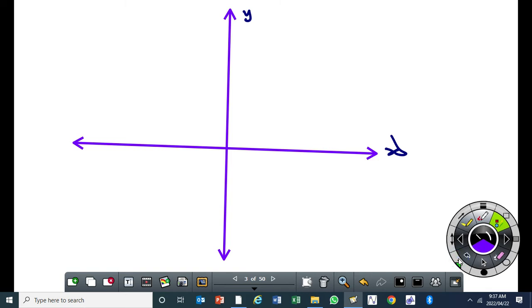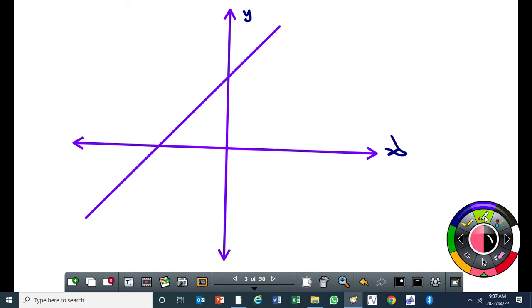If I sketch, can you stop it and pay attention? If I sketch a linear function with a positive gradient, like that, okay? That's a linear function. At this stage, don't worry about its equation. We can just give it a name, and maybe we can call it g of x.